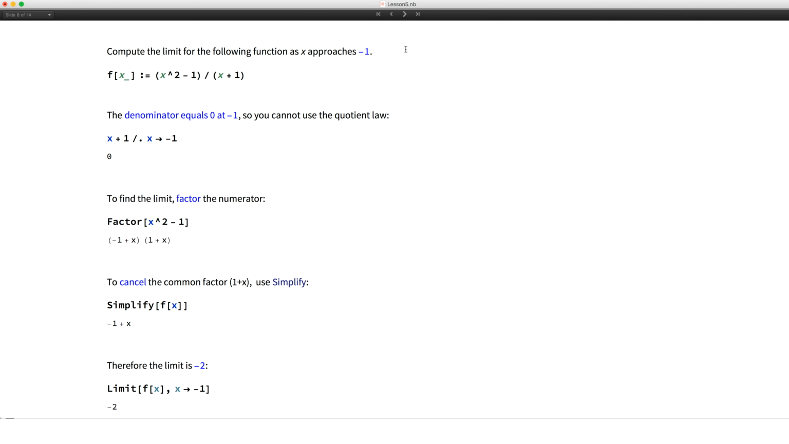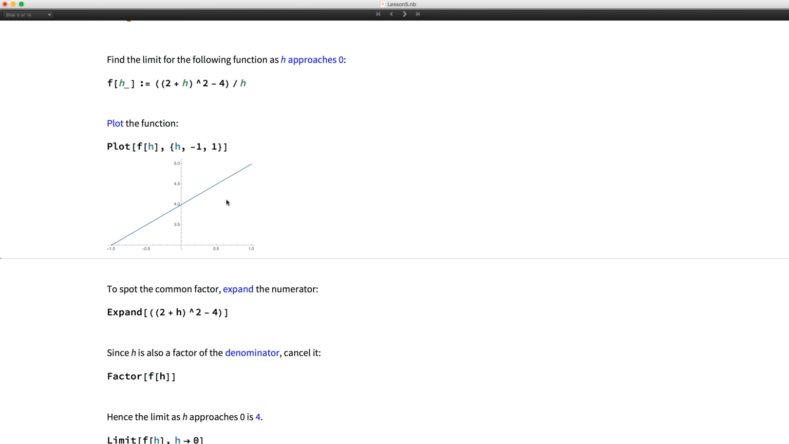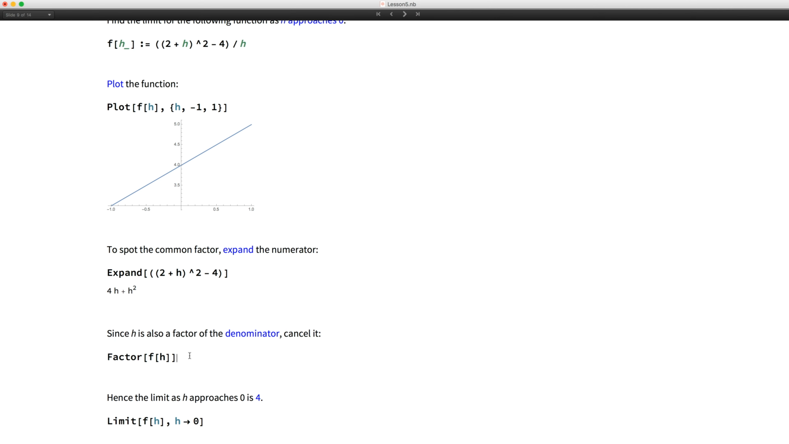Okay, so that's about rational functions, and now to go a step further, let's talk about difference quotients, which are very closely related to all the previous ideas. So here is the difference quotient for a rational function, and what you see over here is that if you plot it, then it's just a straight line. So what's happening? Well, what's happening is that although the h over here is 0 at h equals 0, there is a common factor, and to find the common factor, you can do an expansion and then do a kind of factoring and get the function down to its simplest possible form.